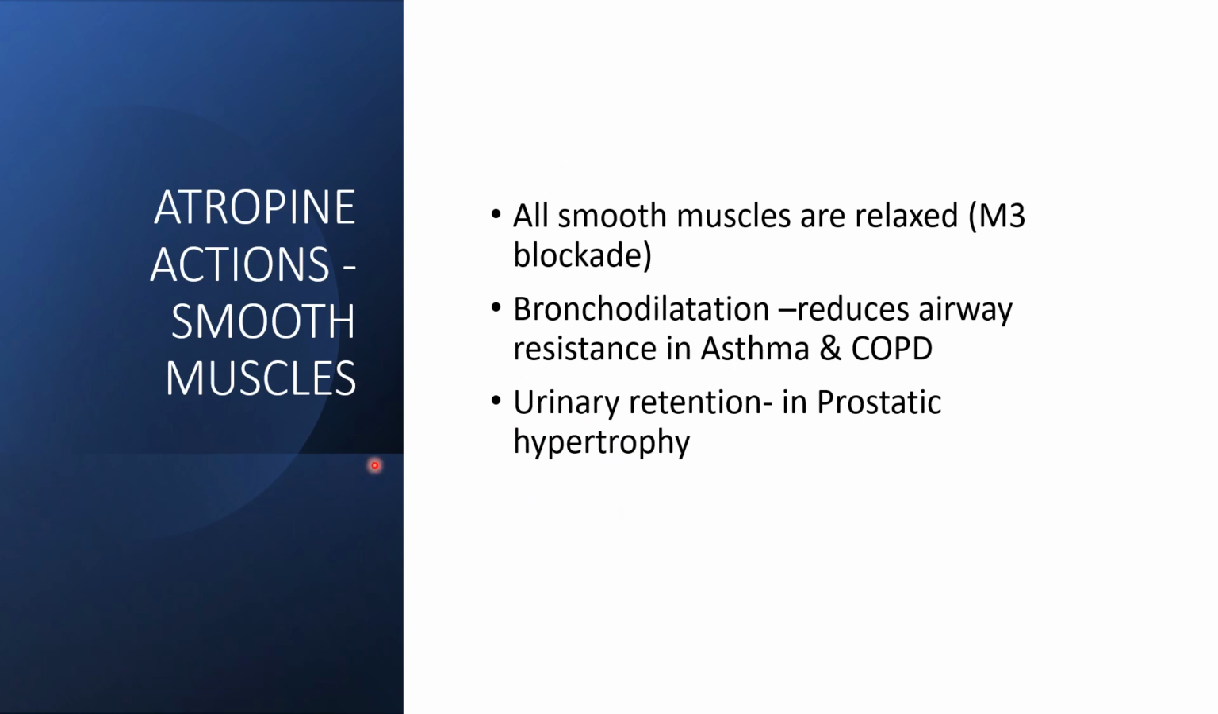Action of atropine on smooth muscles. All smooth muscles are relaxed because of blocking of M3 receptors. Especially it causes bronchodilation, where it reduces the airway resistance in asthma and COPD, and it causes urinary retention. So atropine is contraindicated in benign prostatic hypertrophy because it causes relaxation of the detrusor muscle and causes urinary retention.